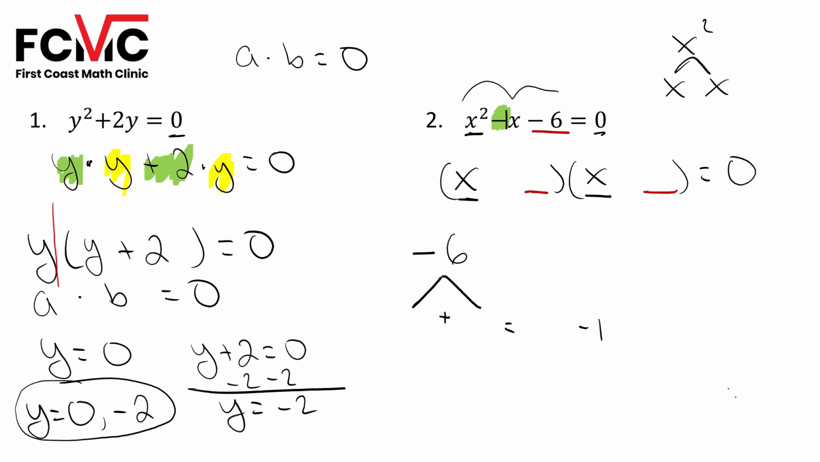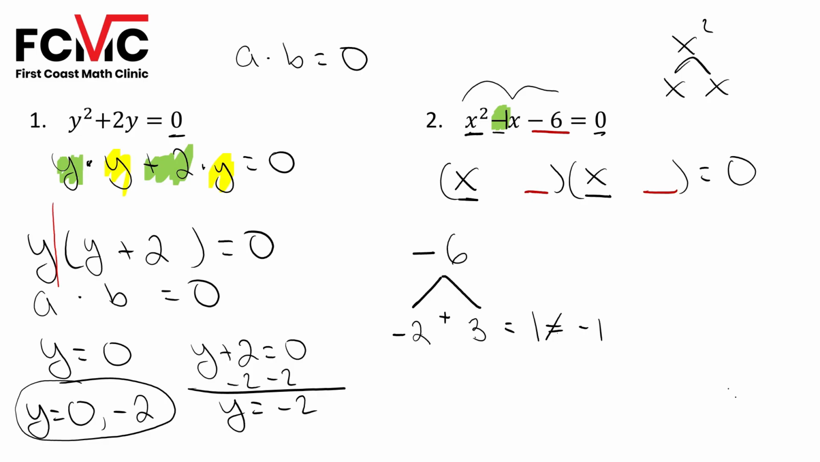So let's think of two values. Let's test some values. To multiply to negative 6, let's do negative 2 and positive 3. Well, negative 2 times positive 3 multiplies to negative 6. If I add those up, negative 2 plus positive 3, I get positive 1, which is not equal to negative 1. So it doesn't check. That's not my middle term. So let's try something else.